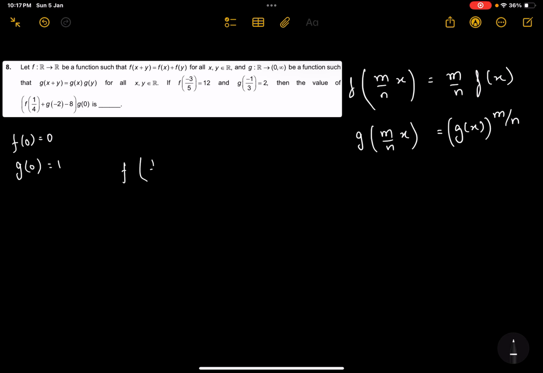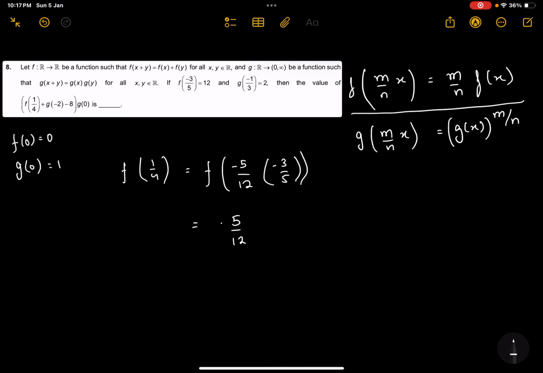Then f(1/4) is equal to f(5/12 minus 5/12 into minus 3/5), which is, using this rule, minus 5/12 times f(-3/5), which is, f(-3/5) is equal to minus 5/12 times 12.